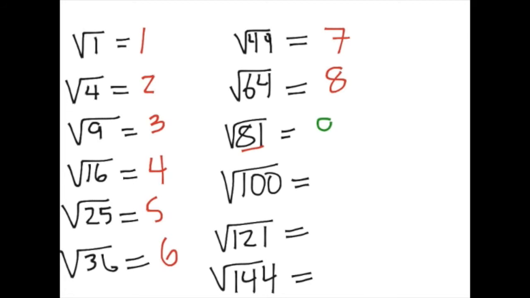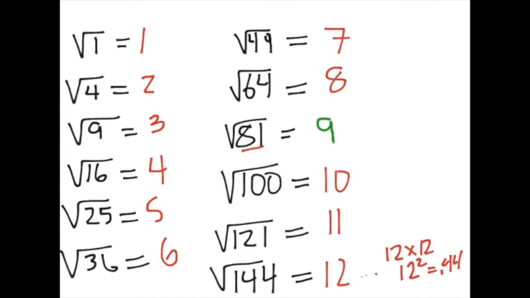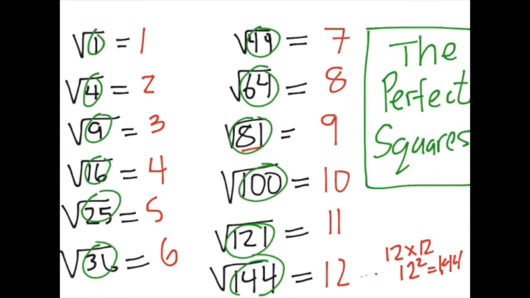Square root 81 is 9. Why? Because 9 times 9 equals 81. Square root 100 is 10. Square root 121, 11. Square root 144 is 12. All these numbers in red and the one in green, these are whole numbers. So the square root of these black numbers gives us whole numbers. Since that's the case, we call them perfect squares, and I've got them circled in green here. The first 12 listed.